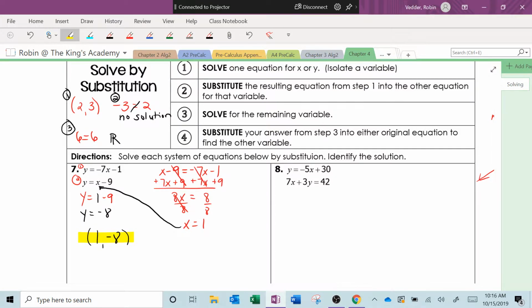All right, we're going to do those steps all over again for number 8.